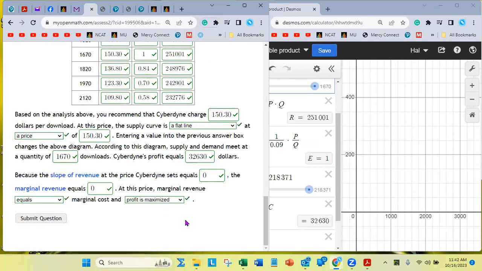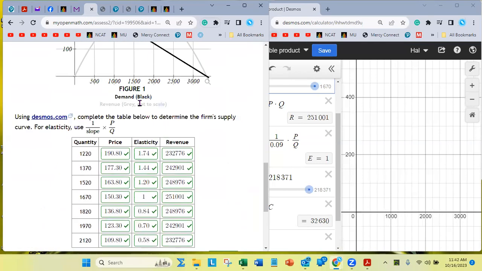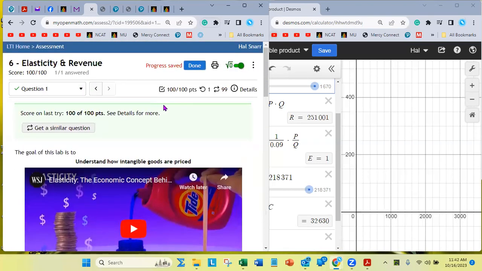Now this problem doesn't violate our profit maximization rule in economics, right? Where firms choose an output level such that marginal revenue equals marginal cost. If they do that, they maximize profits, right? Here we have marginal revenue and marginal cost both equal to 0, and our profits are maximized. Okay. All right. So that is lab 6.